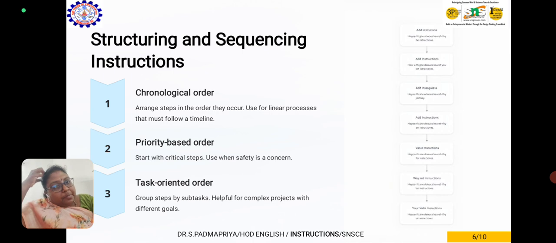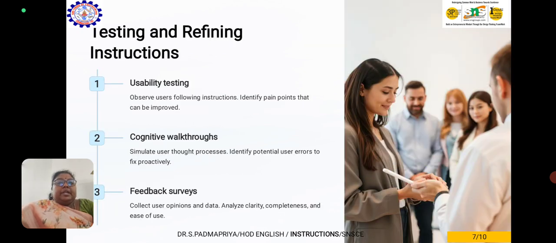Then the next part will be structuring and sequencing instructions. Structuring is nothing but putting it in the right chronological order, priority based order and task oriented order. For example, you could see the image placed on the right hand side. We have given a flow of information. That means you have to make the step by step process with a proper flow. That will help you present it in a better manner.